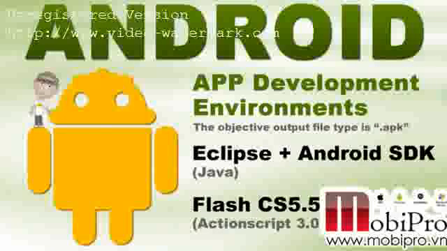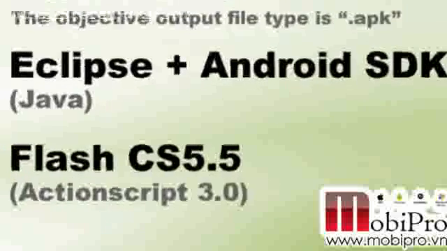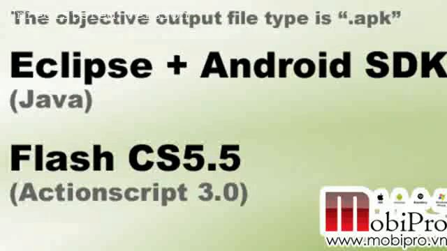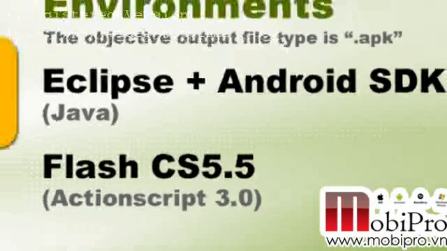Now let's move along to discussing Android app current development environments. No matter what development environment you decide to use, the objective output file type is an APK file, .apk. So when our little application is finished being created by us, we have to render it out as a .apk file using certain development tools that allow us to do this.